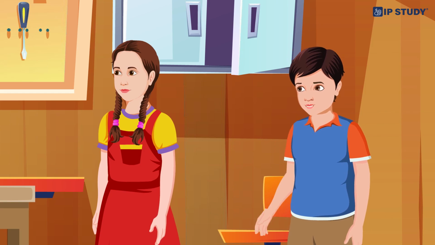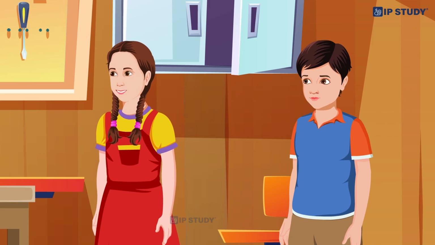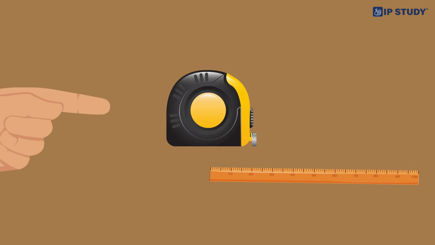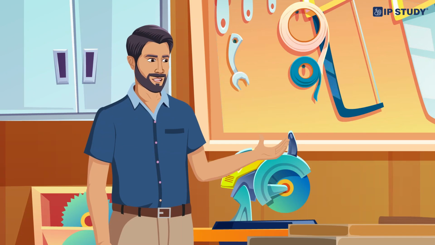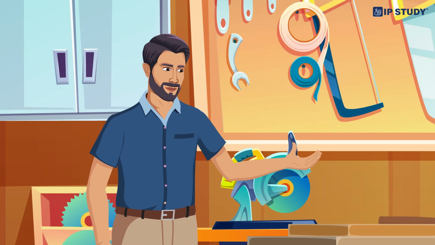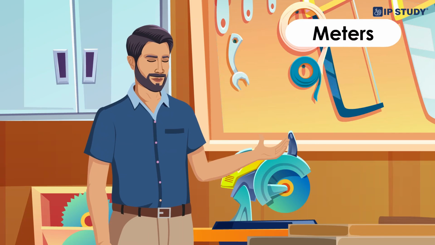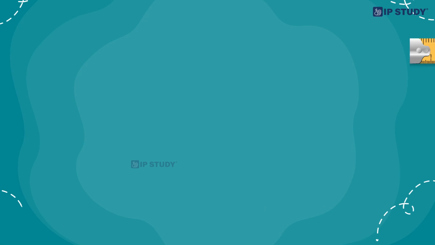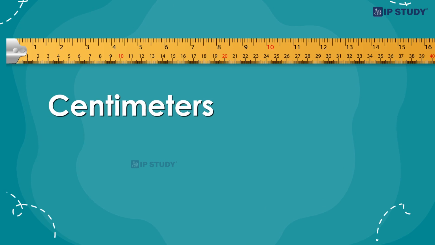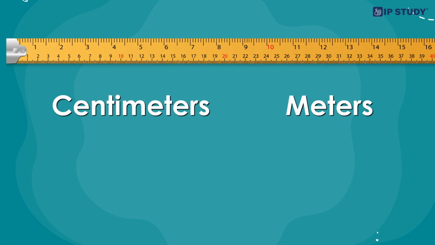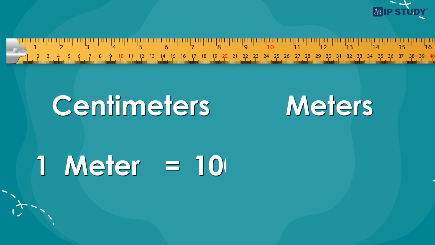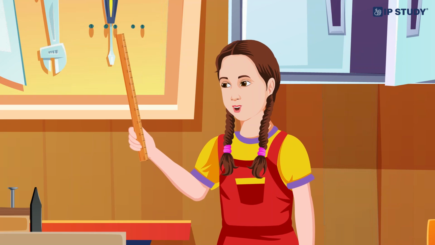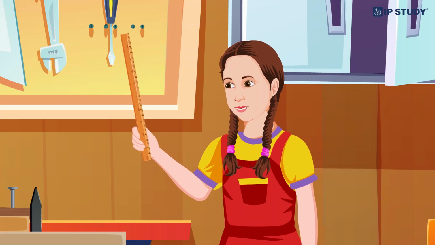Oh, now I understand, Dad. So, how do we measure things? Let's start with length. We need a unit to measure length. We measure the length in meters, centimeters, and kilometers. For example, this ruler measures in centimeters and meters. 1 meter is equal to 100 centimeters. So, can we use this to measure how long the table should be?